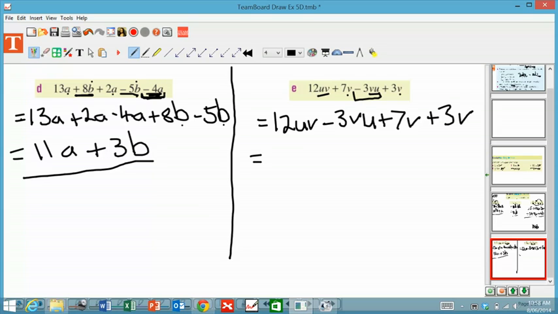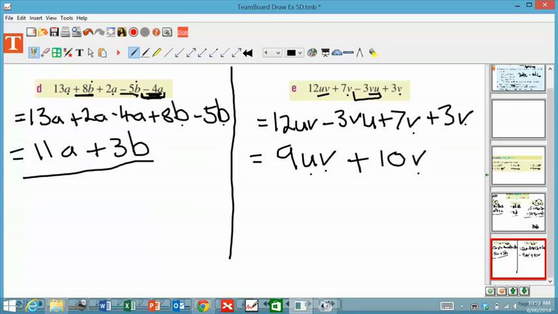I could rewrite these the right way around too if I wanted to. I could write UV there, but they are like terms. So 12 minus 3 gives me 9, and I put the UV after it. Just put the letter straight after. Plus 7 plus 3, because they are like terms, each with a V, gives me 10V. And I can't add these together because that's a U and that's a V and that just has only a V. They are not like terms, they are not the same. And that is it.